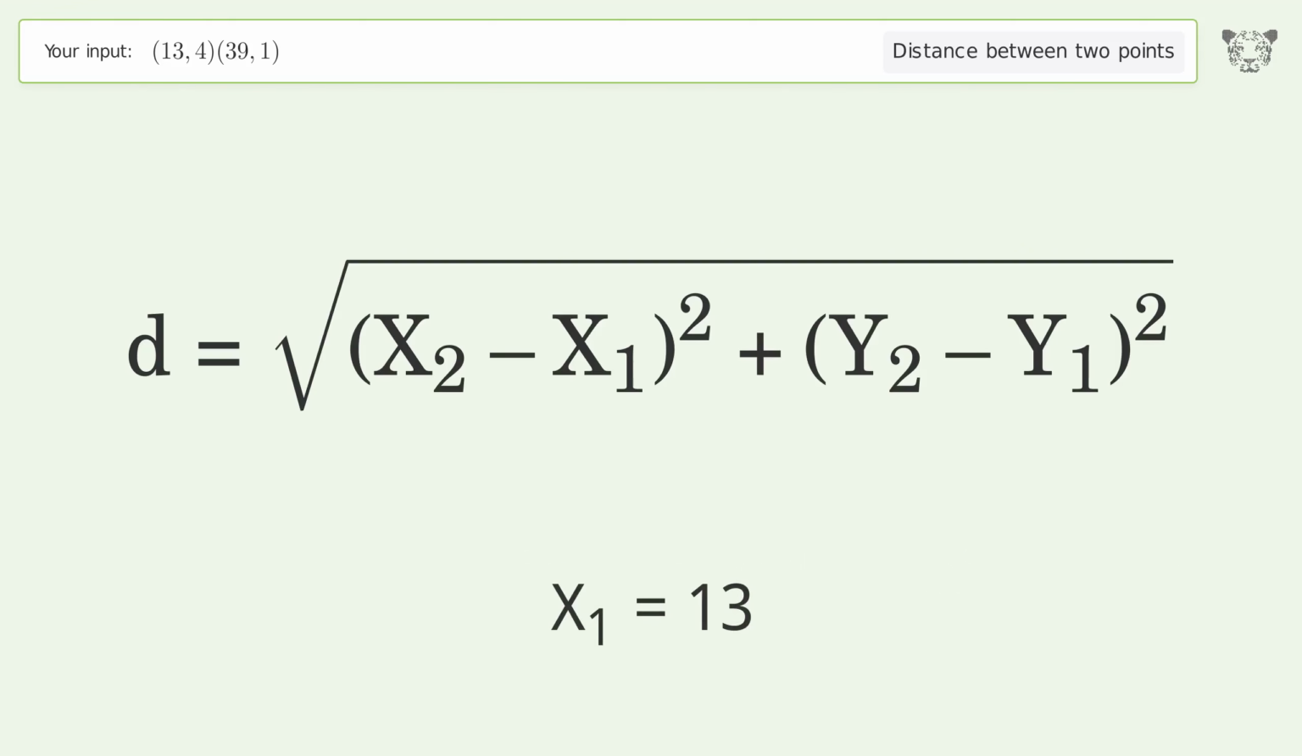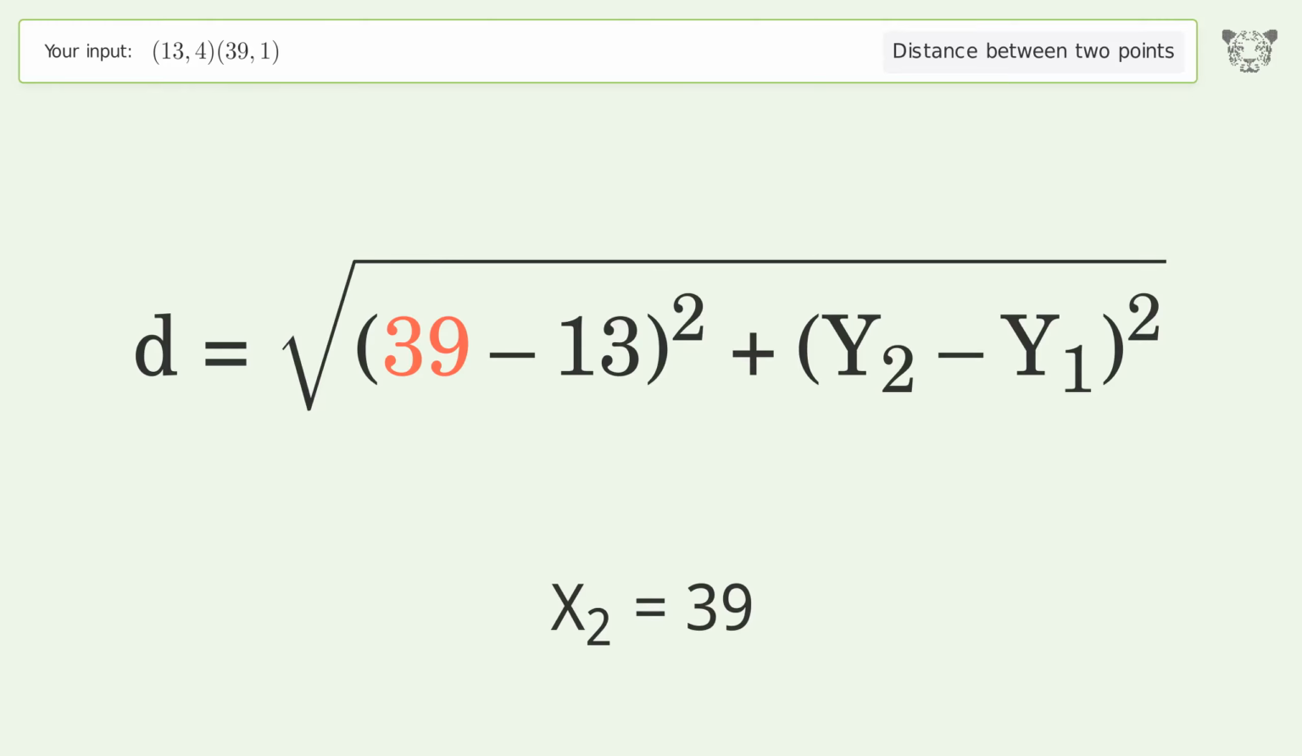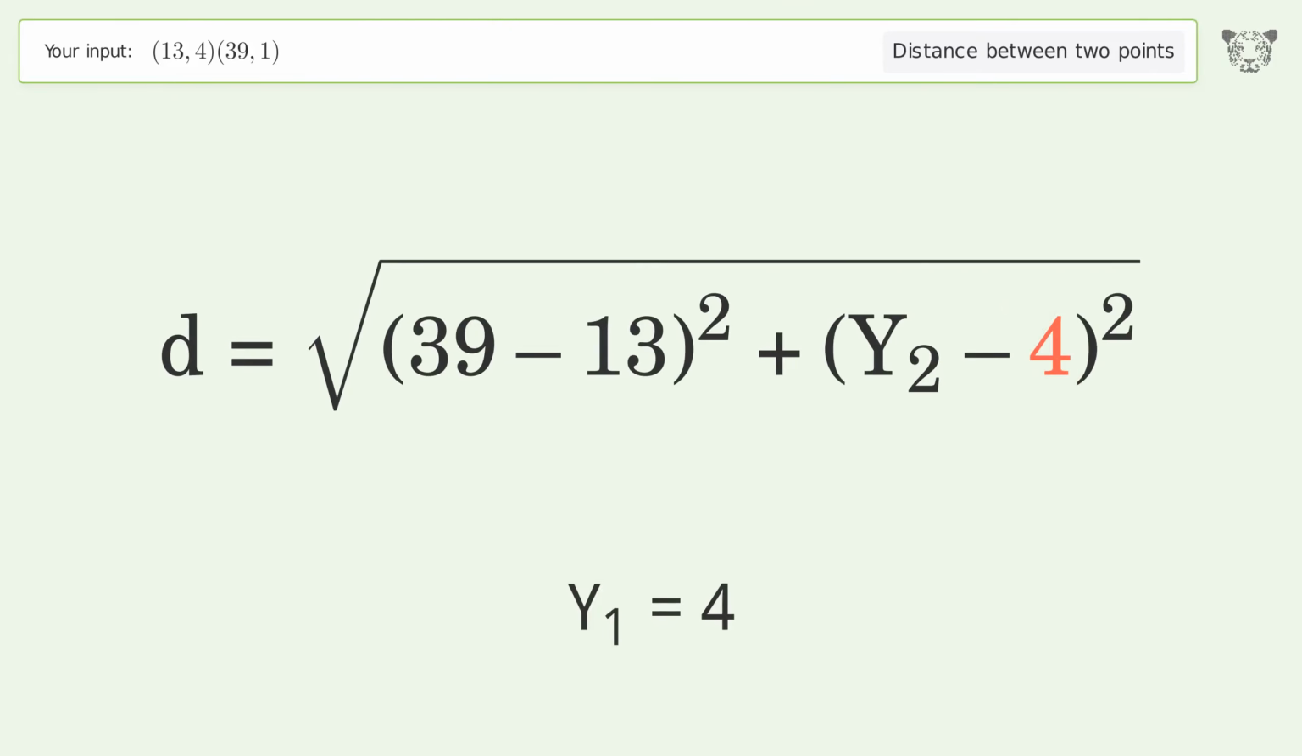x1 equals 13. x2 equals 39. y1 equals 4. y2 equals 1.